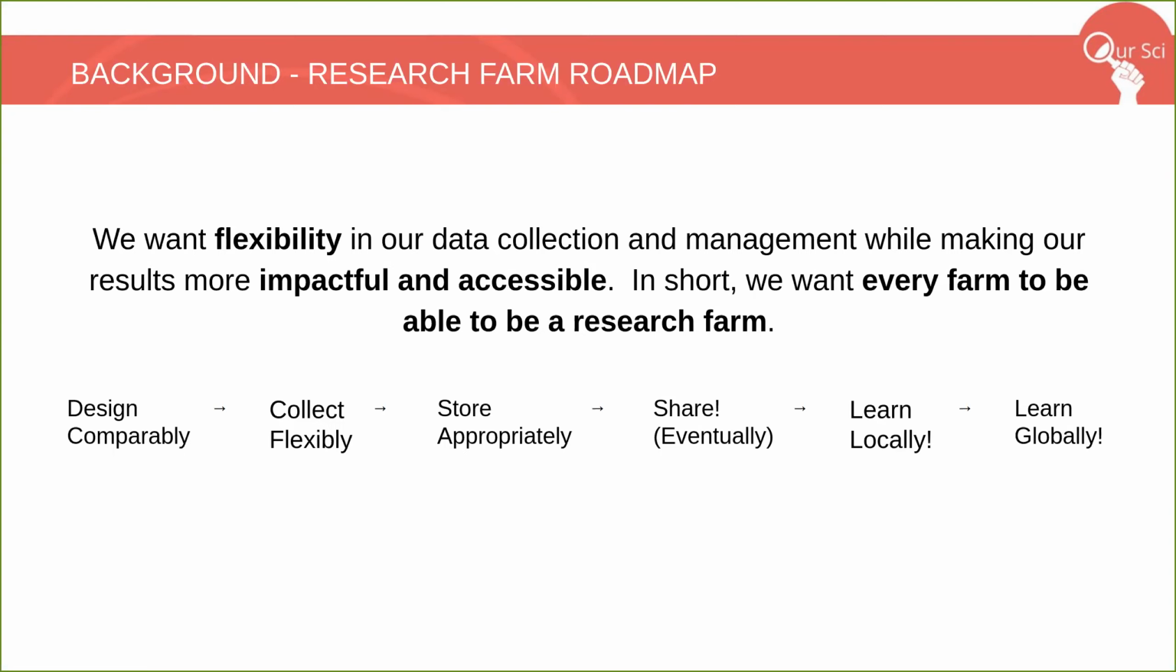So our design thoughts and goals within the context of the Research Farm Roadmap are these 6 things on the bottom. And we really feel like if we can nail each of these, then we're going to be able to hit that big goal of making every farm a research farm. And one is design comparably. And that, I think, is one of the hardest things to do. Make sure that my questions, the data I'm collecting, is going to be similar to the data that somebody else is collecting from the get-go, because everything then down the line becomes easy. So if we can help and support users to design comparably, that will make everything later easy.